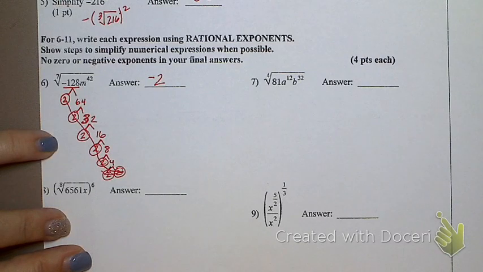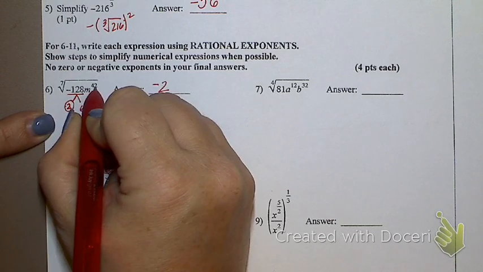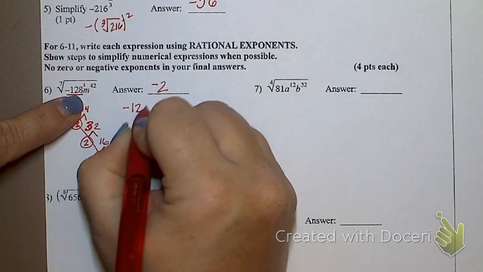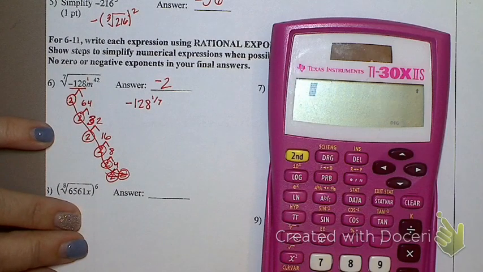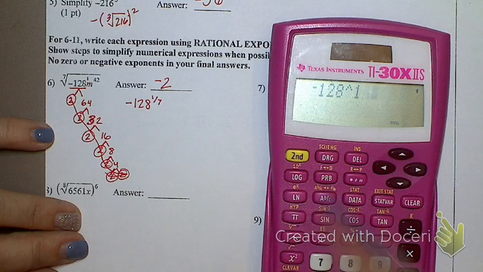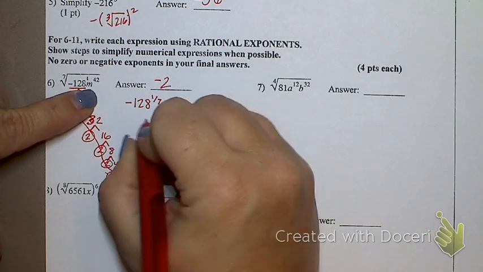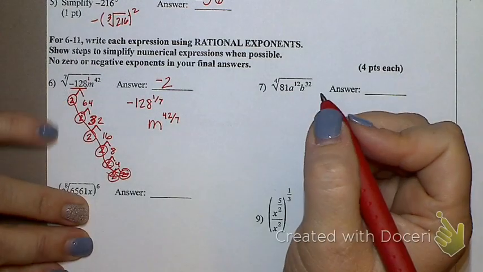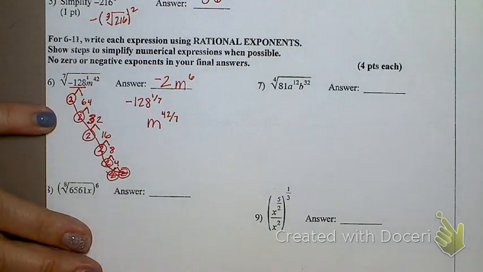Another way I could think about that is, what's the exponent on 128? Is it 42? No. So it's just 1. I could think about this as negative 128 to the 1/7 power. If I plug that into my calculator, negative 128 to the 1/7 power is negative 2. So I could think about it that way as well. Now m, that's going to be to the what power? 42 over 7. What is 42 over 7? Isn't it 6? So my answer is negative 2m to the 6th. Questions on that guy?